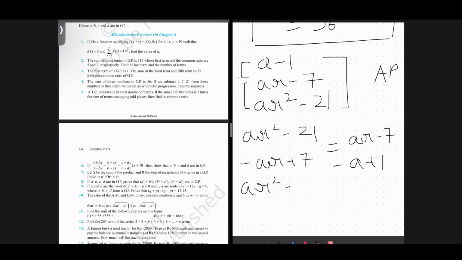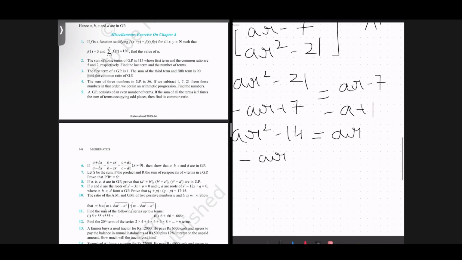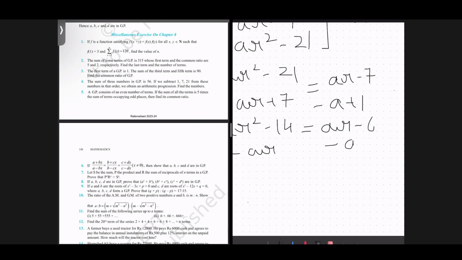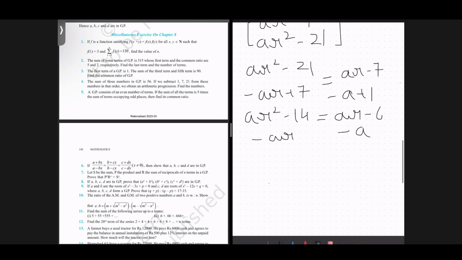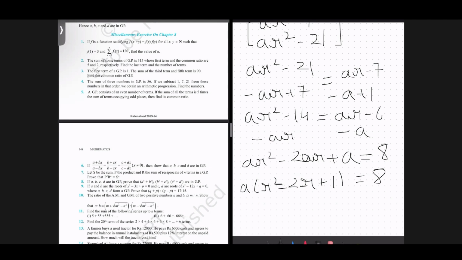So you get AR square minus 14 minus AR equals AR minus 6 minus A, right? So when you take all of these terms out in the RHS, when you separate these terms out, you get AR square minus 2AR plus A equals 8, right? Taking A out common, you get R square minus 2R plus 1 equals 8. Now we have these two terms.